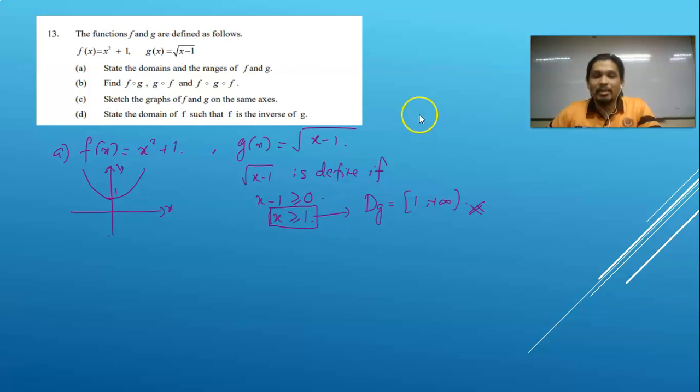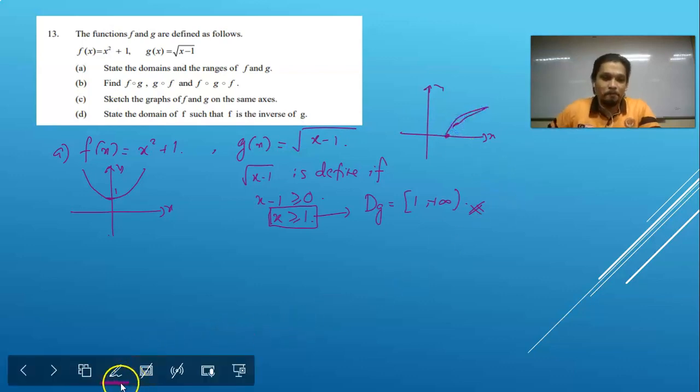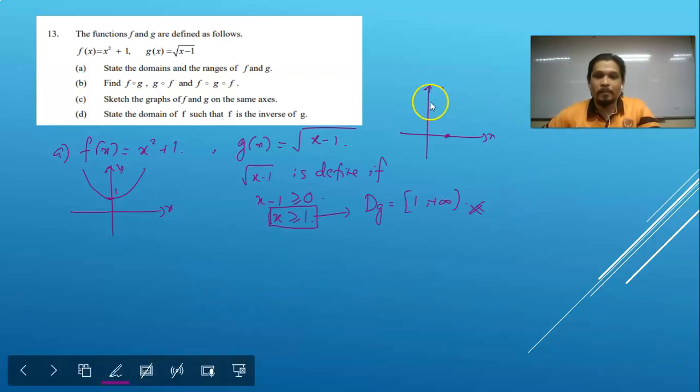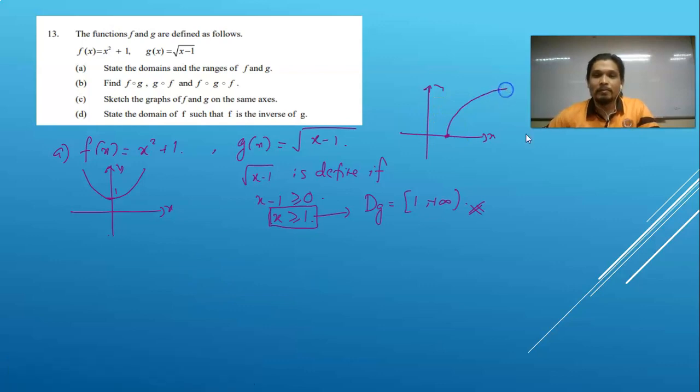And then for the graph of the square root function, when x equal to 1, x minus 1 equal to 0, and the square root of 0 equal to 0. So when x equal to 1, y equal to 0 here. And generally, the graph of the square root function is something like this. That will be something like this.